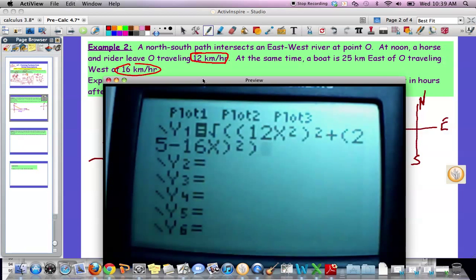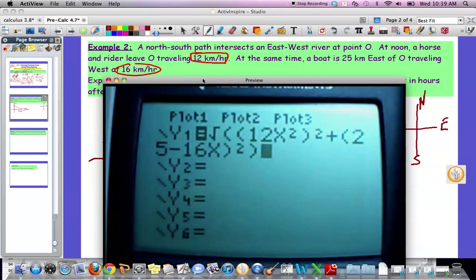Does that look right, you guys? Is that what you have? Square root, 12x squared, quantity squared, 20. Oh, did I miss one right here? I need this right here. I needed that squared, didn't I? But not this squared.